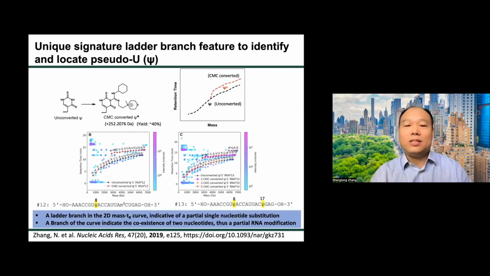And this is our sequencing data. You can see that it can help us pinpoint exactly where pseudouridines are located. If there is more than one pseudouridine, we can see multiple branches. This ladder branch is a signature feature for partial single nucleotide substitution. It can be used for partial RNA modification identification, and indicates that two different nucleotides, no matter whether they are modified or not, coexist in the same position.